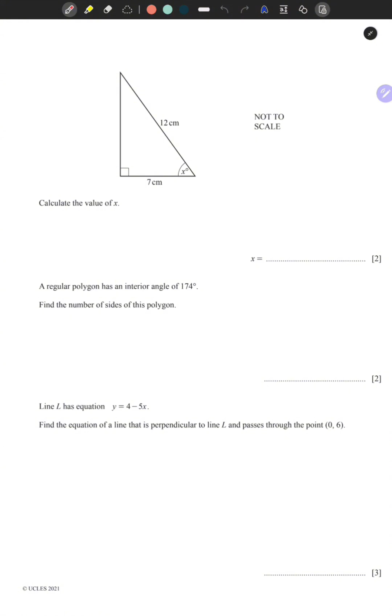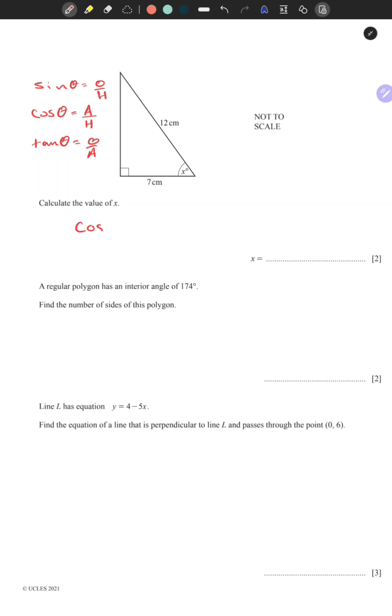Okay, we will use SOH CAH TOA, and they are: sine theta equals opposite over hypotenuse, and cosine theta equals adjacent over hypotenuse, and tan theta is equal to opposite over adjacent. Which one of them will I use? So the given sides here are the hypotenuse and the adjacent, so I will go for the cosine.